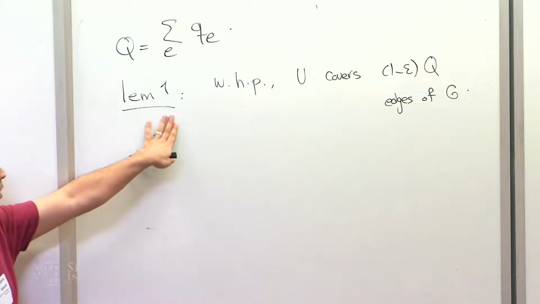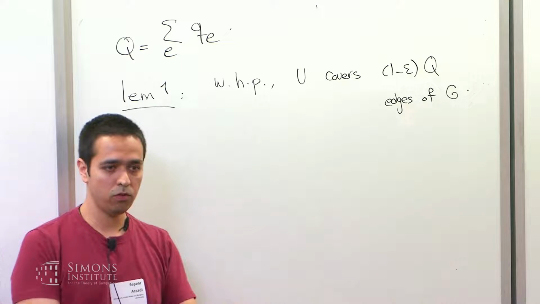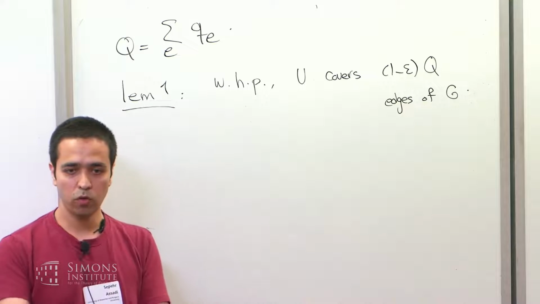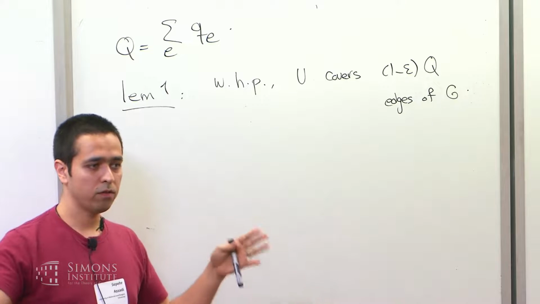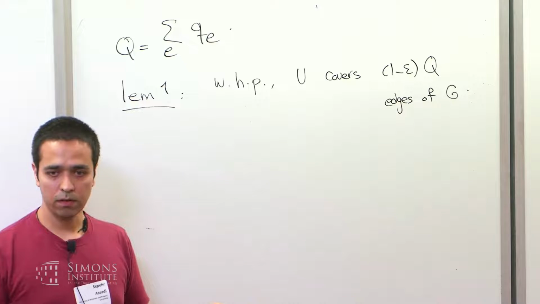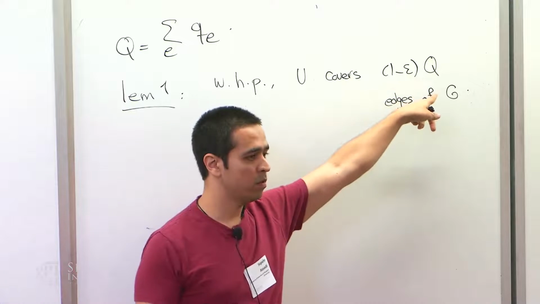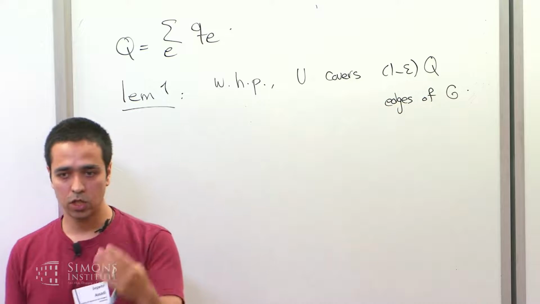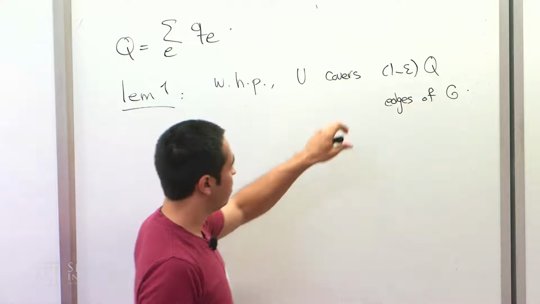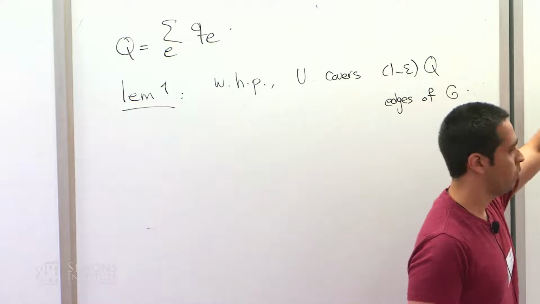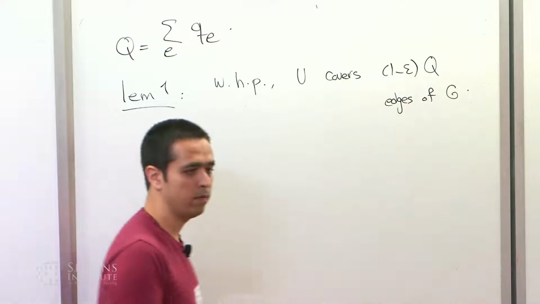What does this mean? It means that even though you picked U on a small sample, if you look back at the original graph, the total importance of edges not covered by this vertex cover is only epsilon times Q. Only an epsilon fraction of the edges, weighted by their importances, are not being covered. This is somewhat of an analog of what we were saying about the degrees there.